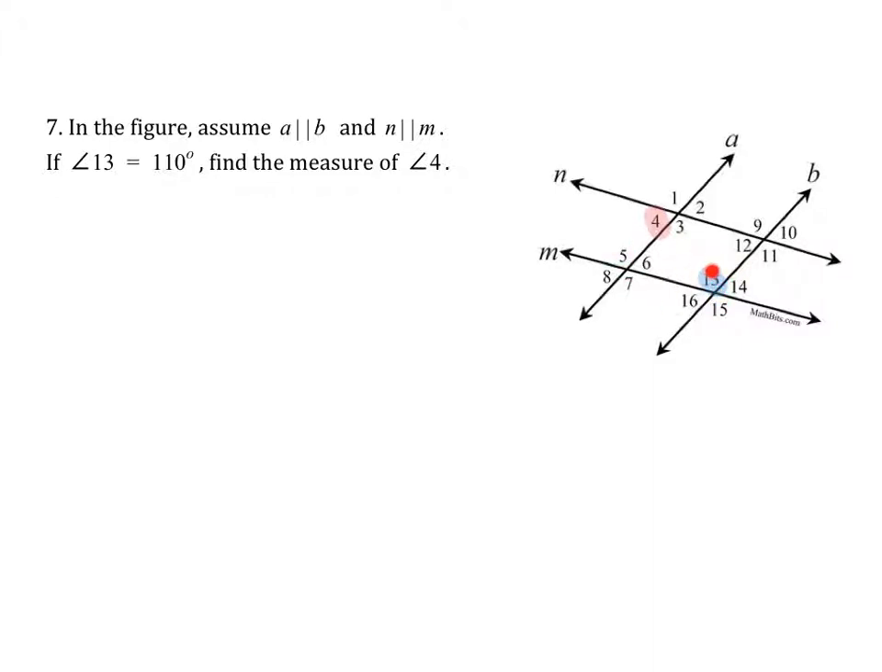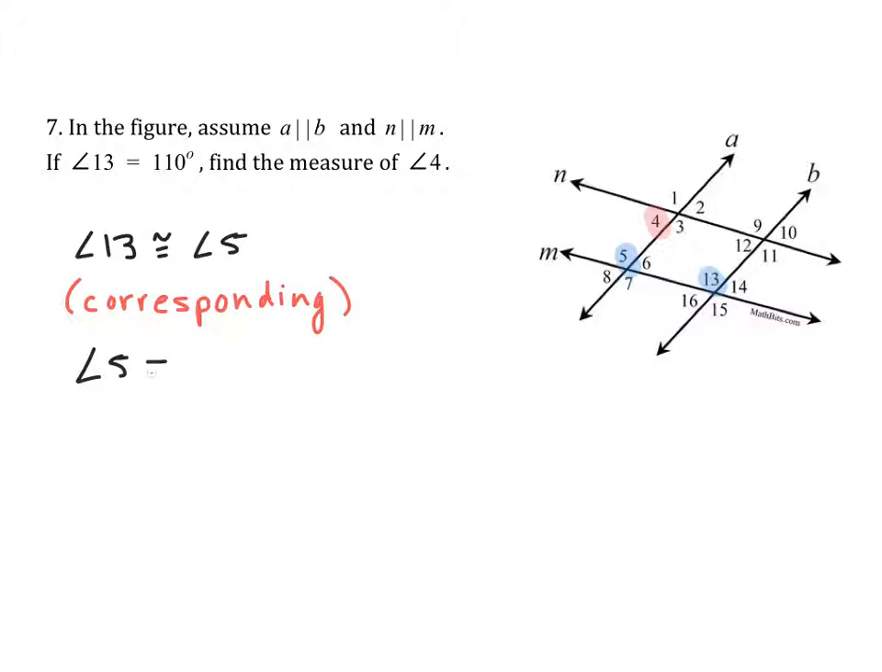So I can look at angle 13 and I can say, okay, angle 13 must be congruent to angle 5, which is right here, because they are corresponding angles. So that means that angle 5 is also equal to 110 degrees. Now when I look at the relationship between angles 4 and 5, I notice that those two angles are going to be supplementary because they are consecutive interior.